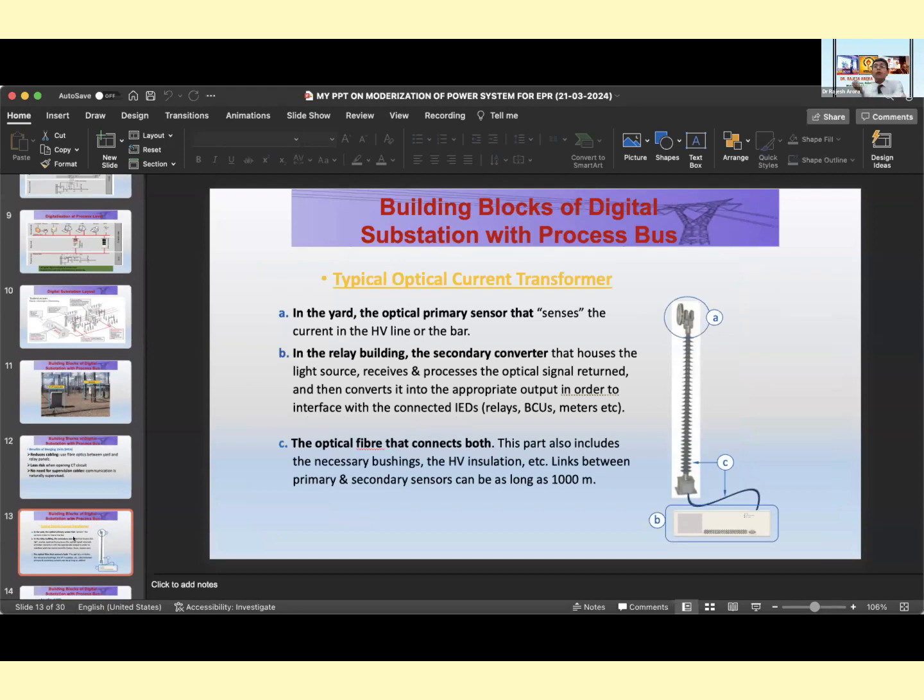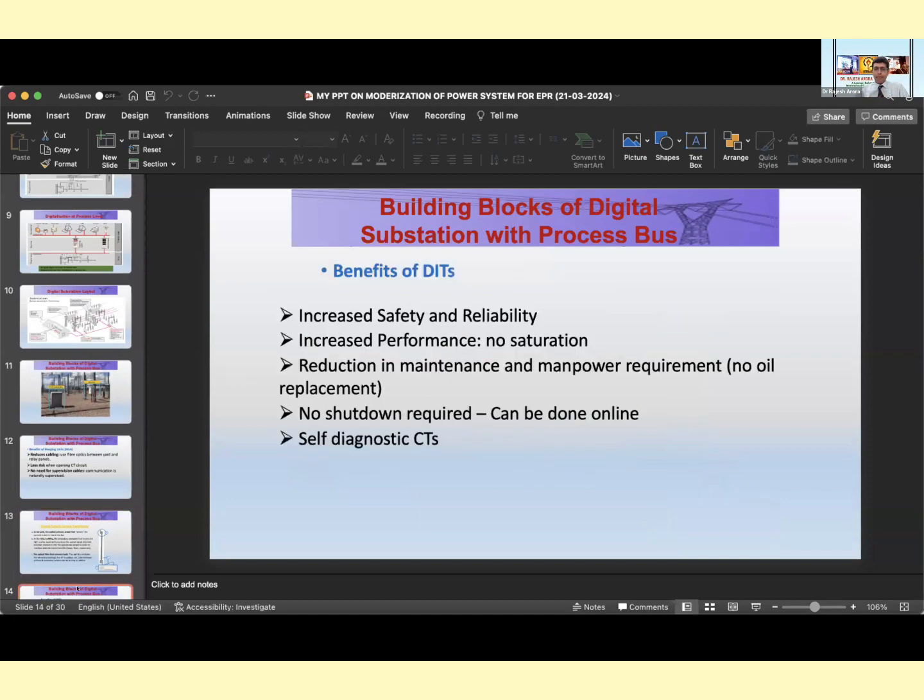This is the future of my digitalization. Many countries, especially Russia, have already produced optical CT and PT, ICT instrument transformers. With the advent of that technology, my system is going to be 100% smart, digital. It will increase my safety and reliability. My performance will be increased. There will be a reduction in the maintenance and manpower requirement, reduction in the outages because of shutdown, and there will be some self-diagnostic system.